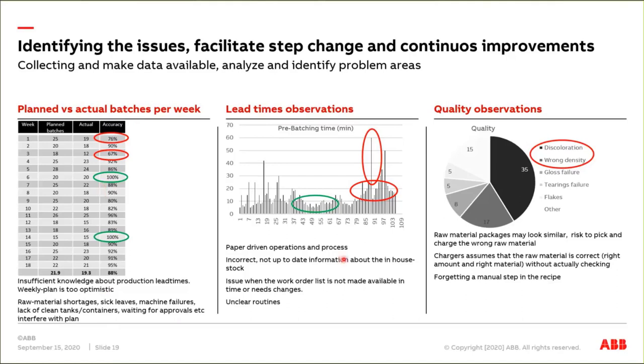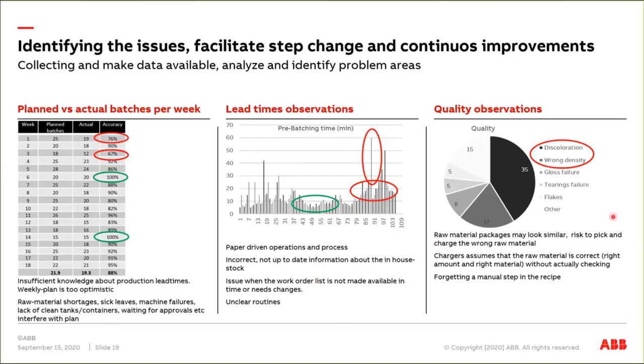Another example was the lead times of the pre-batching. So that was the picking of material and pre-weighing. And again here, just by starting to measure, they could identify that they had peaks of periods where things did not go well. They had long lead times because material was not found, or they did not have up-to-date information about the in-house stock. And again, first priority was to measure to see where we have issues and what happened here, why we were so successful here and not here. And based on that, they could then take actions to improve the process.